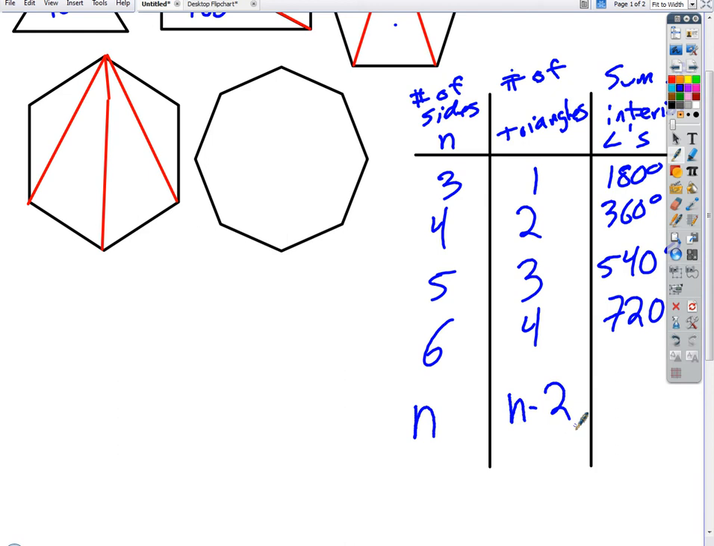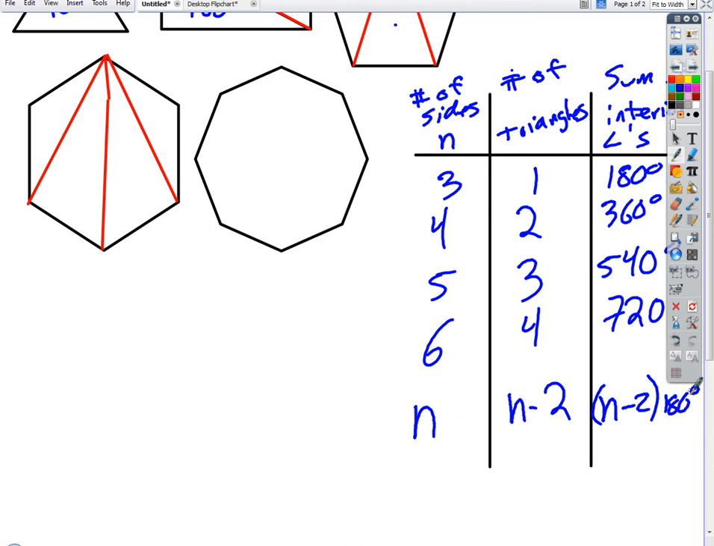And so what's my formula going to be for the sum of all the interior angles then? What did I do to get each of these numbers? Yeah, I just multiplied the number of triangles times 180, right? So then if I want to come up with a formula here, isn't it just going to be n-2, whatever that is, times 180 degrees? How about that? We got a formula.